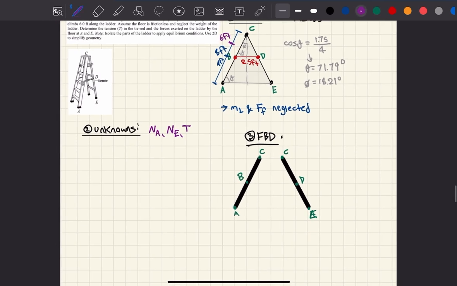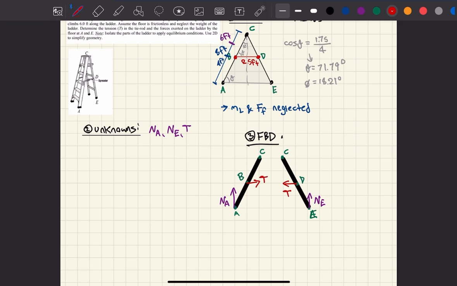Perfect. So what forces do we have? Naturally, we have our normal force at A, which is what we're trying to find. We have our normal force at E, and we have our tension force, right? Our tension force is what we're also trying to find, and that is also equal to the tension force on the other side. Perfect stuff.